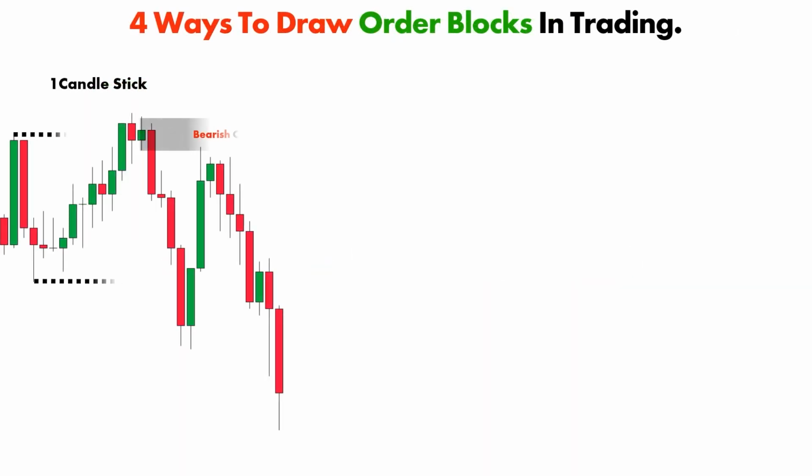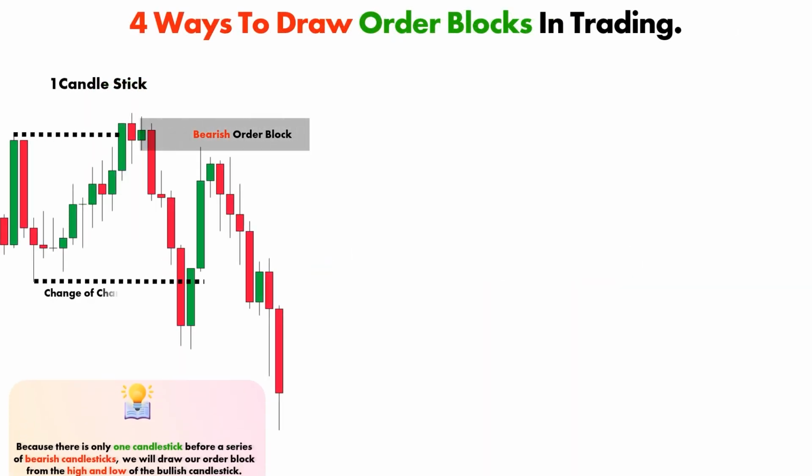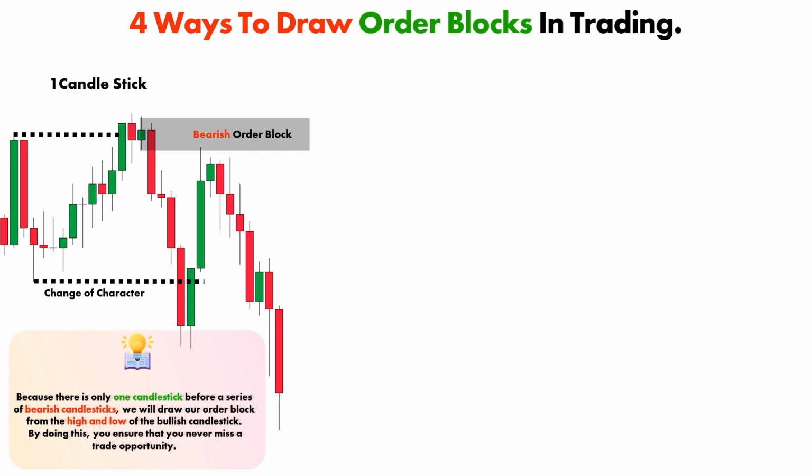In this section of the video, you will learn 4 ways to draw order blocks. On this first example, because there is only one candlestick before a series of bearish candlesticks, we will draw our order block from the high and low of the bullish candlestick. By doing this, you ensure that you never miss a trade opportunity.